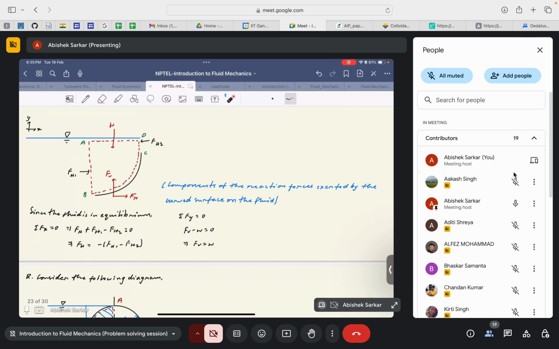Okay, but nevertheless, let us just go through it once, this very simplified case, where you consider a curved surface BC submerged in a body of fluid, and we want to know what forces act on this particular curved surface.